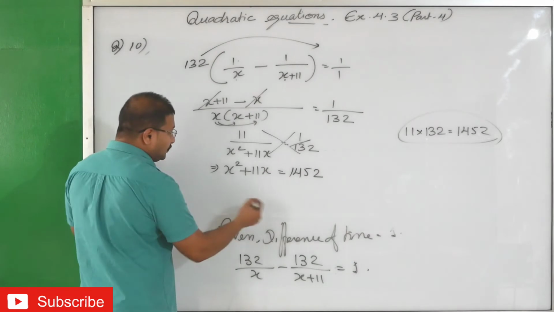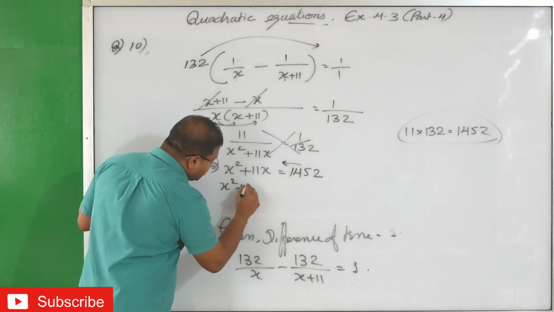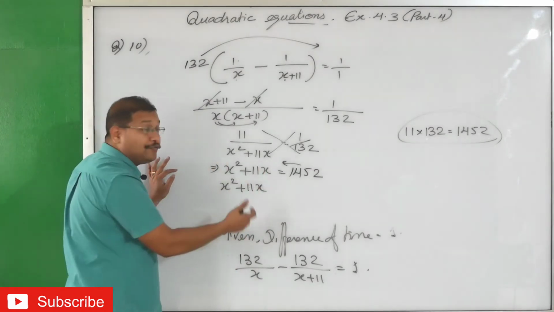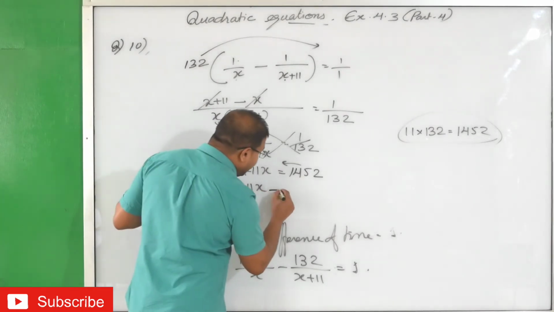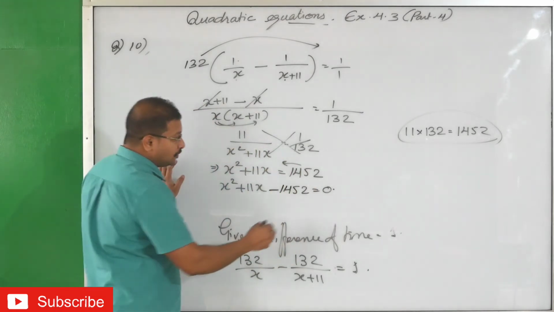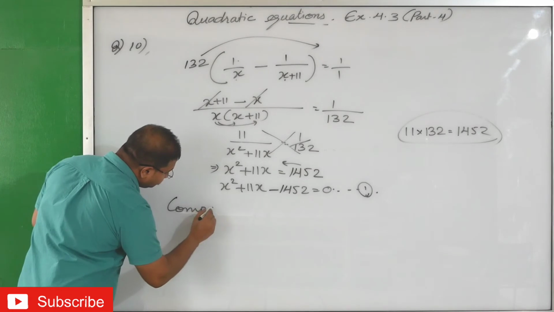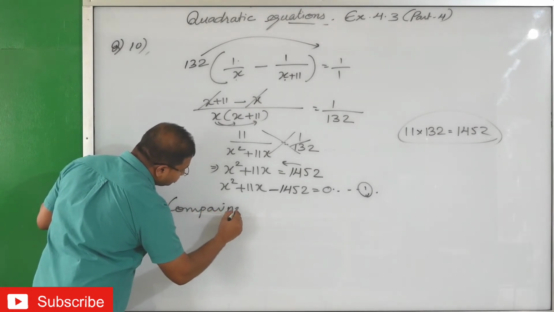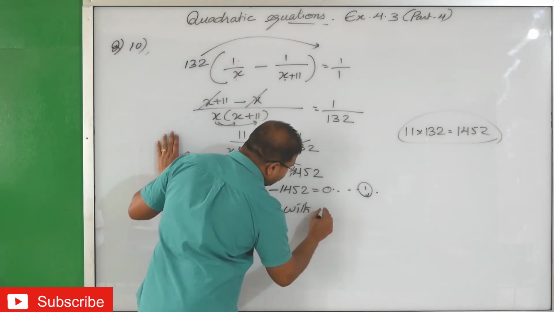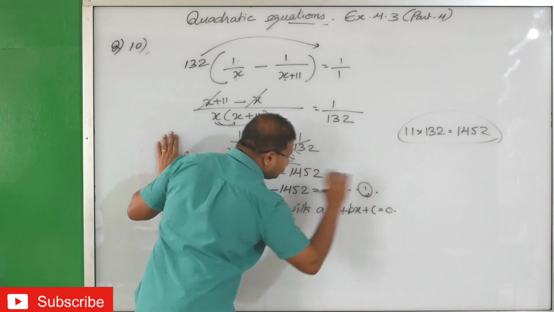1452, after this, will carry to the next side. That means what will happen? x square plus 11x, 1452 comes to the next side. It will be minus 1452 equal to 0. Comparing this equation 1 with ax square plus bx plus c equal to 0.